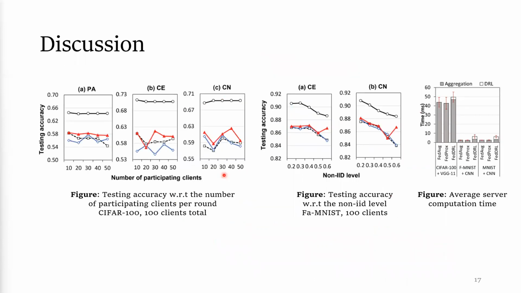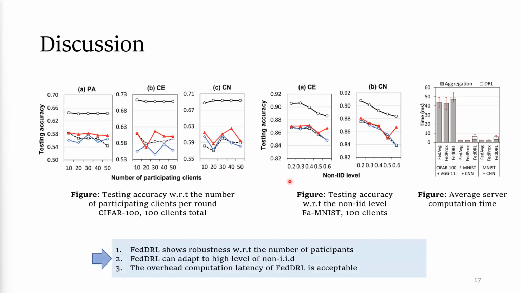Now, we also conduct experiments to test the robustness of the algorithm by increasing the number of participating clients, and increasing the non-IID levels. Overall, FedDRL shows robustness with respect to the number of participants, as we can see from the figures. And FedDRL can adapt to high levels of non-IID here also. We also conduct experiments to test the overhead computing latency of our proposal. And as we can see from the figure, the overhead latency is acceptable.